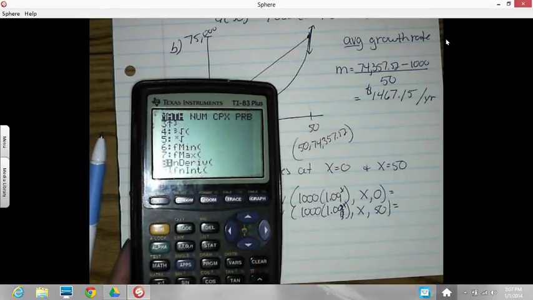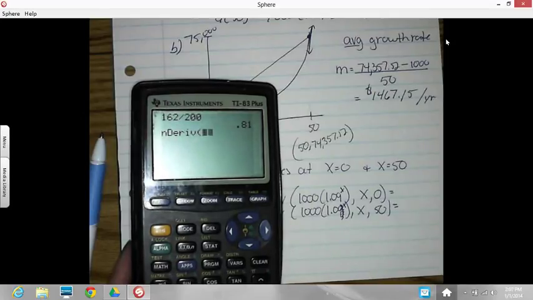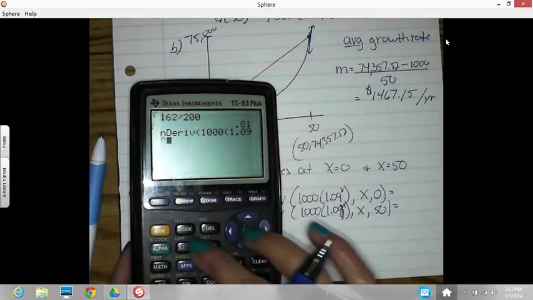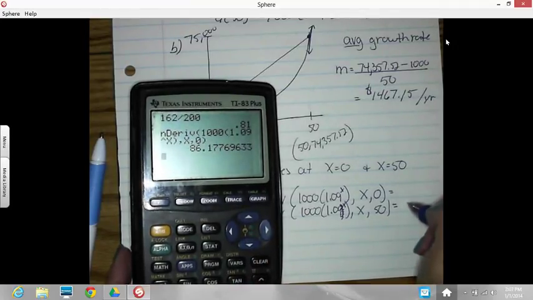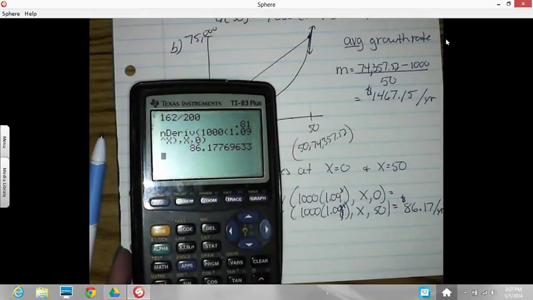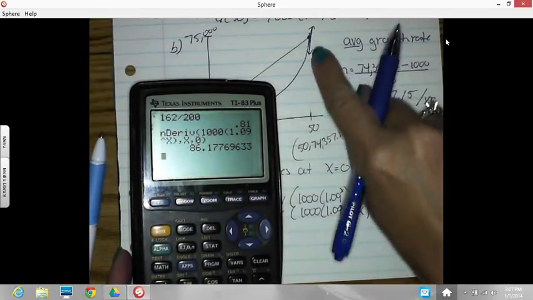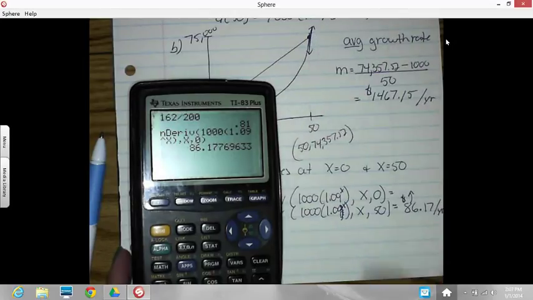And the derivative. The equation is 1,000 times 1.09 raised to the x, comma, x, comma, 0. So it was going up at $86.17 per year when I first put it in. Oops, I was at the wrong line. And I want you to repeat it with a 50 and fill that value in. And you see it should be quite a bit more. Look how vertical it is.